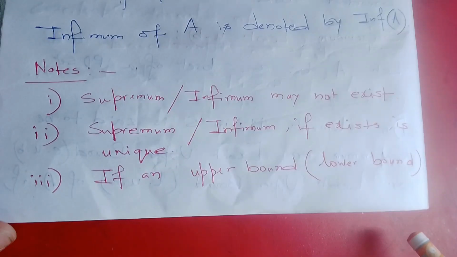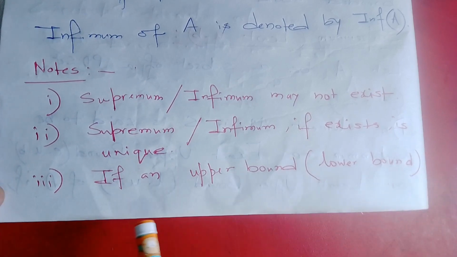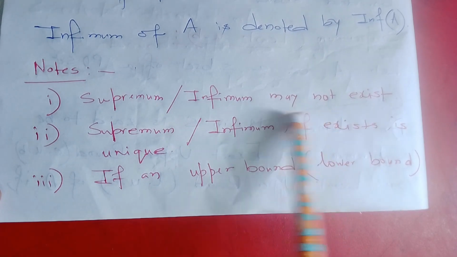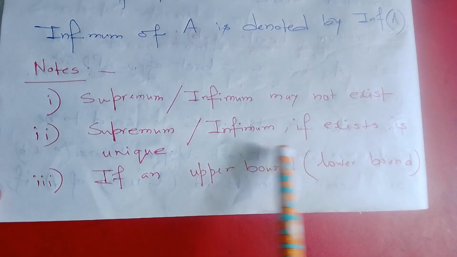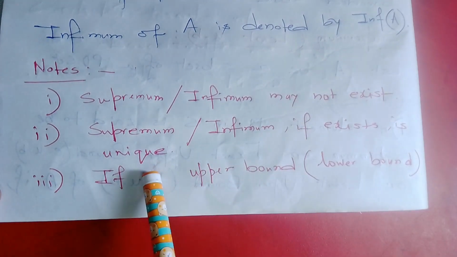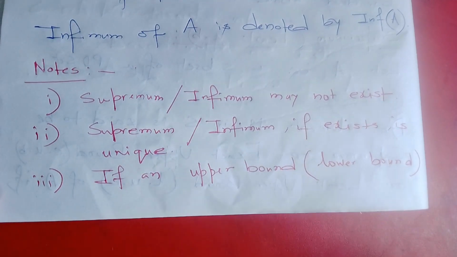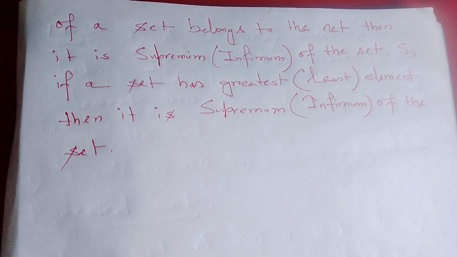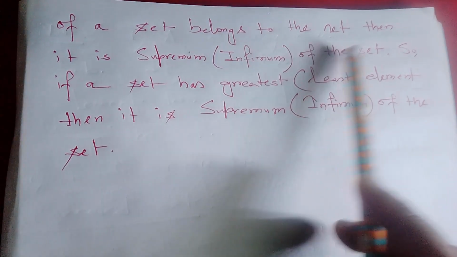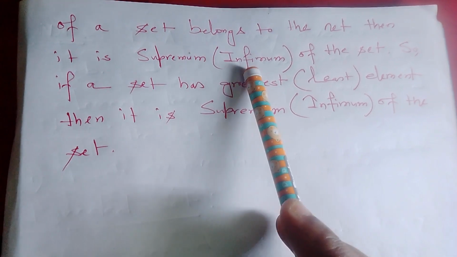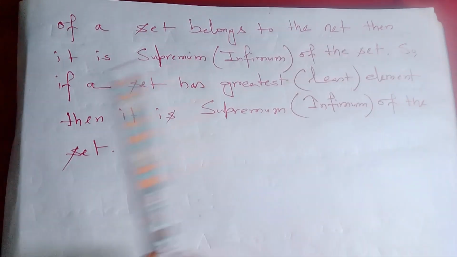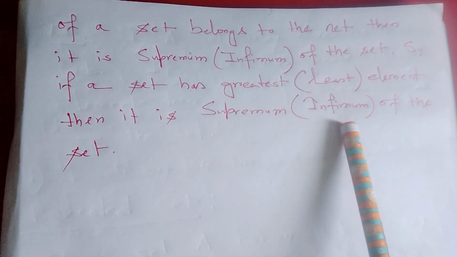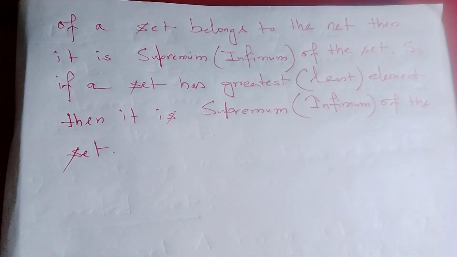Here are some notes on supremum and infimum. Supremum or infimum may not exist. Supremum or infimum, if it exists, is unique. If an upper bound or lower bound of a set belongs to the set, then it is the supremum or infimum of the set. So if a set has a greatest or least element, then it is the supremum or infimum of the set.